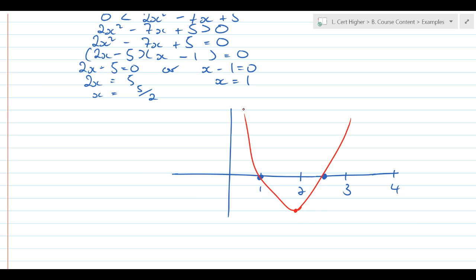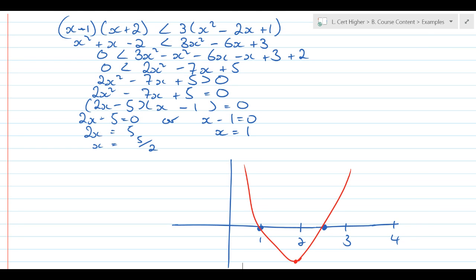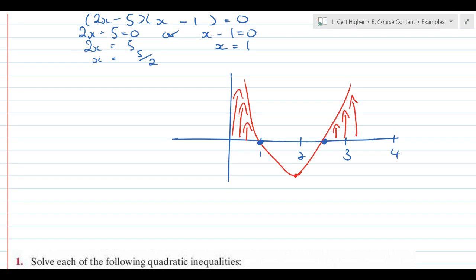Now we go back to the original inequality. We were looking for where it is greater than 0. So any of these x values along here, if I substitute them into the function, will make the inequality greater than 0. So we need to write down the solution set. Therefore the solution is x can be less than 1 or x can be greater than 5 halves.